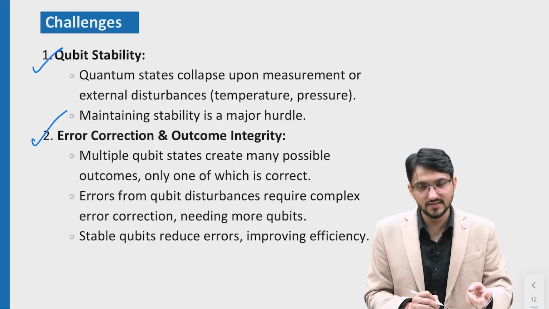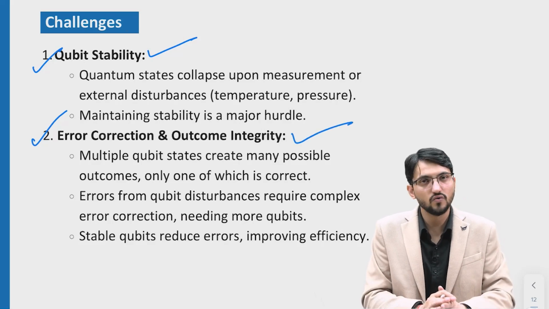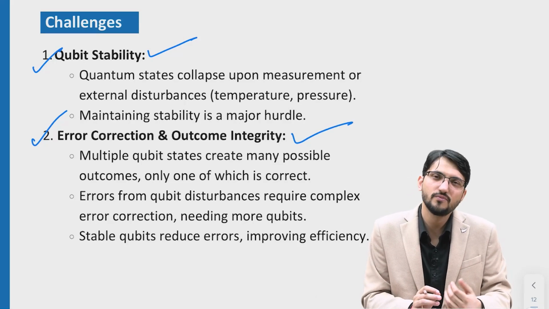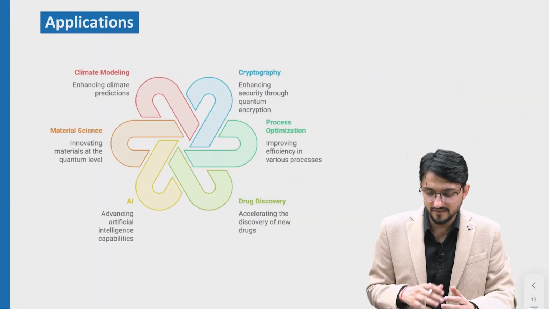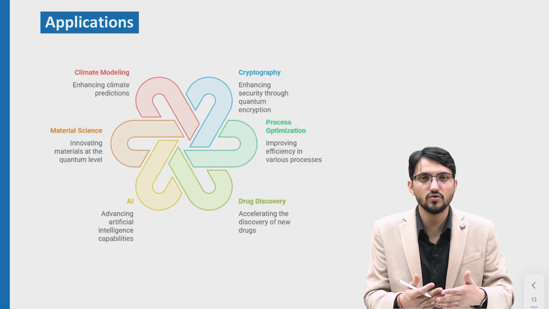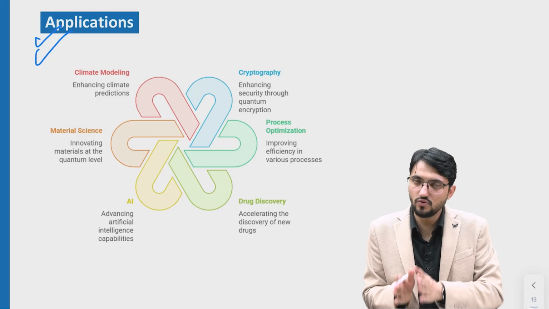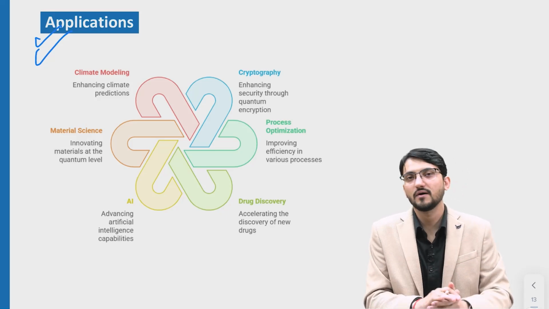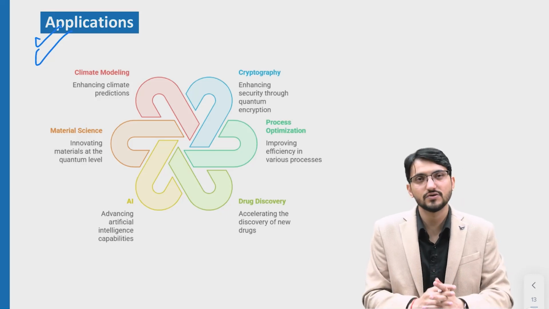So there are two challenges which I have already discussed: qubit stability and then error correction and outcome integrity. So there are a lot of errors, you have to correct them, and the qubits are not that stable. And we are trying to basically remove these through this new chip. What are the applications of quantum computing? This is more important for your UPSC preparation. They will not ask you the science behind quantum computers that much, but they will ask you the applications.